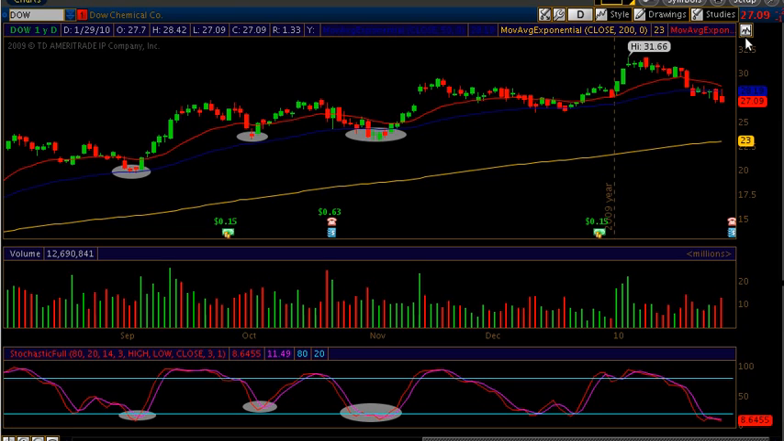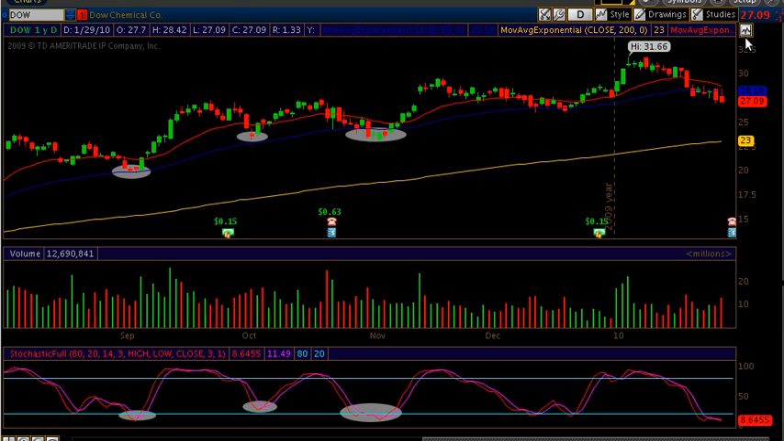Now, this is how I use the two indicators, the exponential moving averages, the 20, 50, and 200, along with the full stochastics. I wait until we have a nice pullback. We hold a moving average. It could be the 20, 50, or 200 period moving average, and then I wait for the stochastics to get oversold, and then I wait for an indication that we have some buying pressure in the market.